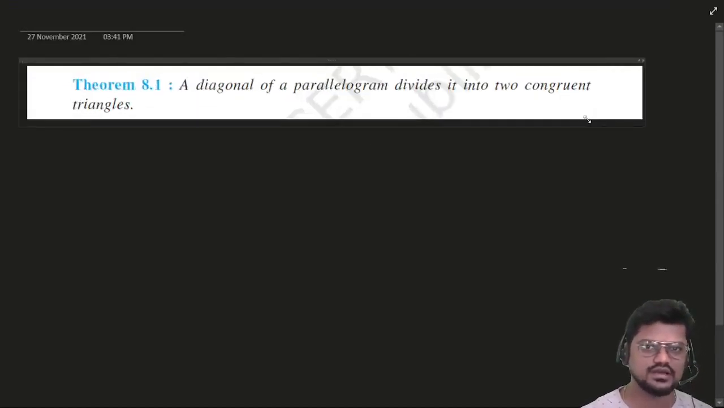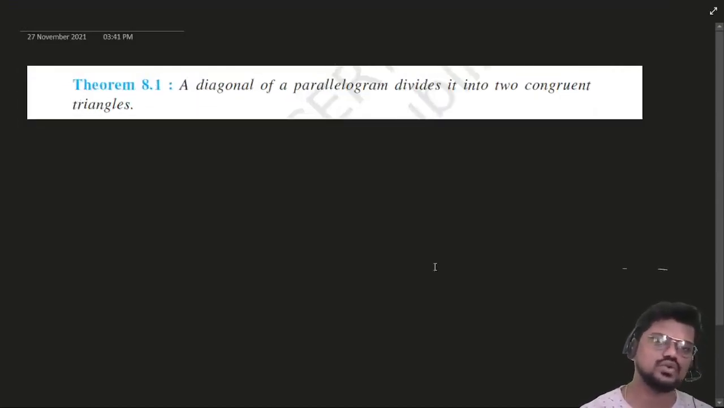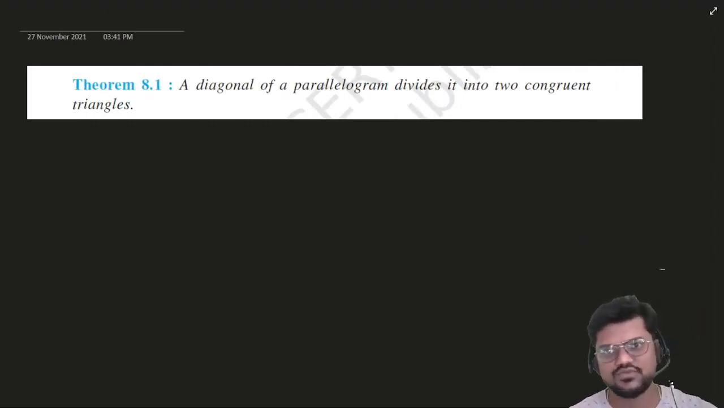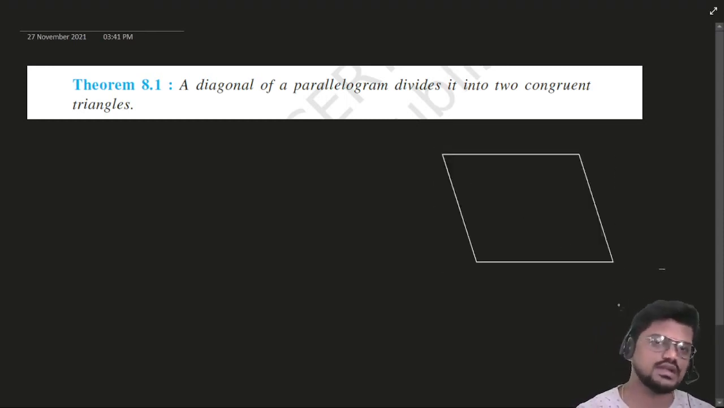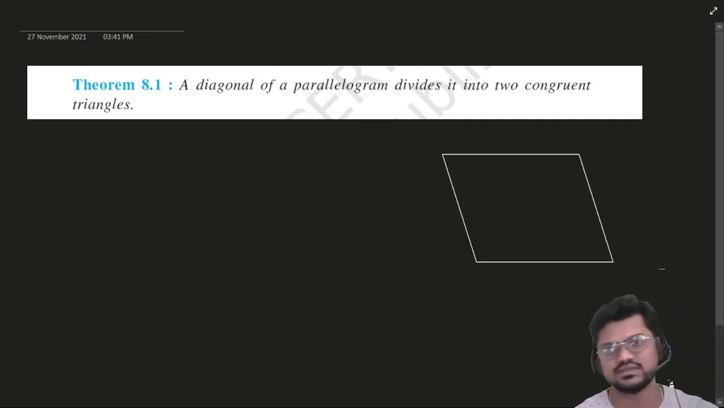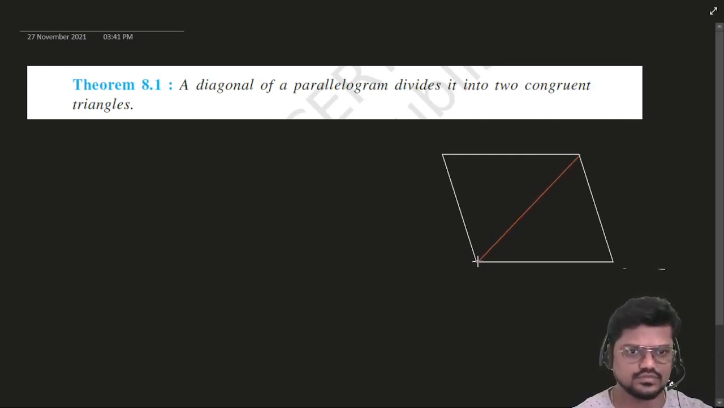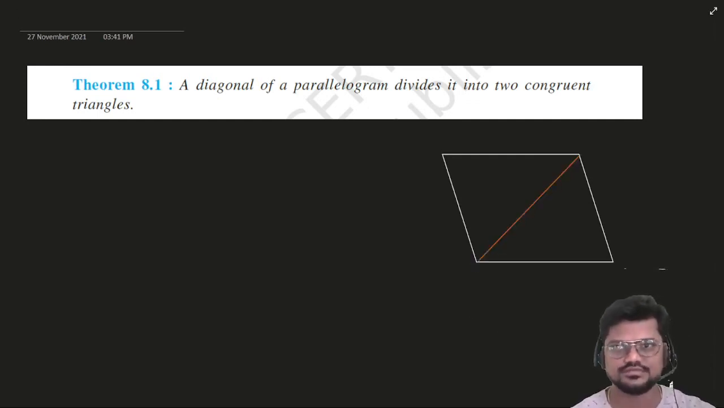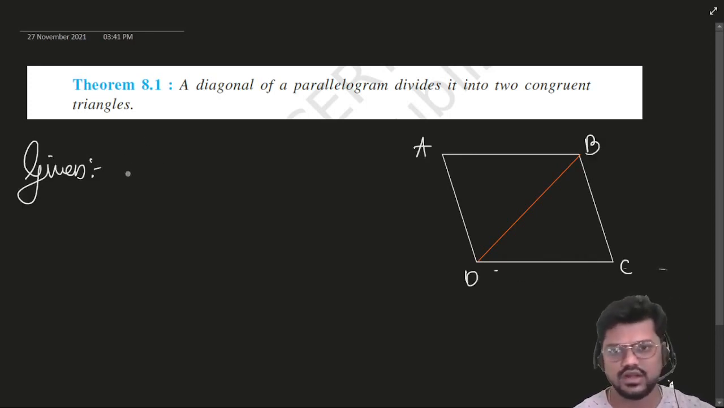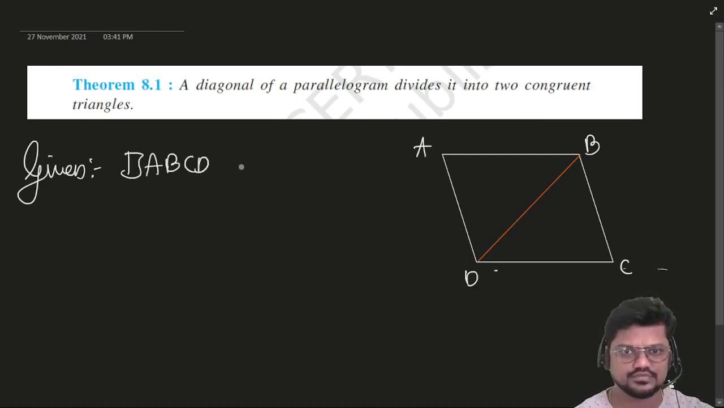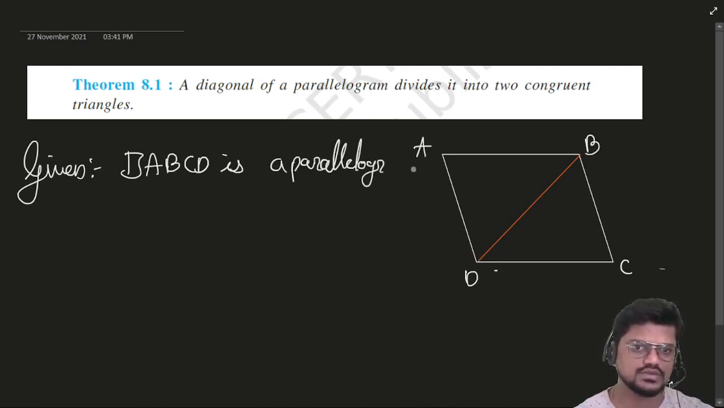The first theorem states that a diagonal of a parallelogram divides it into two congruent triangles. Suppose I take any parallelogram like this. What they are saying is that the diagonal of a parallelogram divides it into two congruent triangles. Suppose I make a diagonal over here. Now in this theorem, what is given? If this is ABCD, quadrilateral ABCD is a parallelogram. That's the only thing which is given.